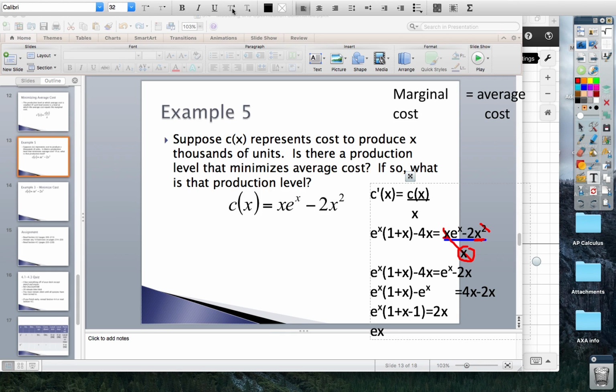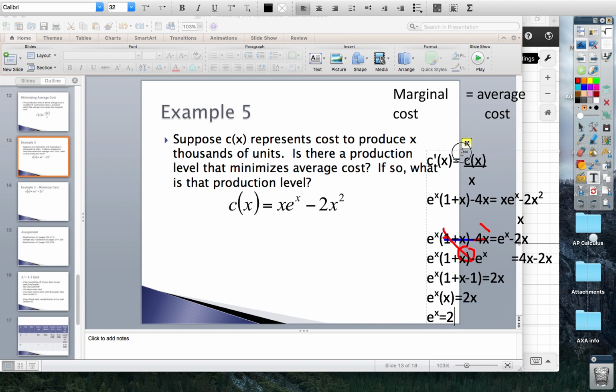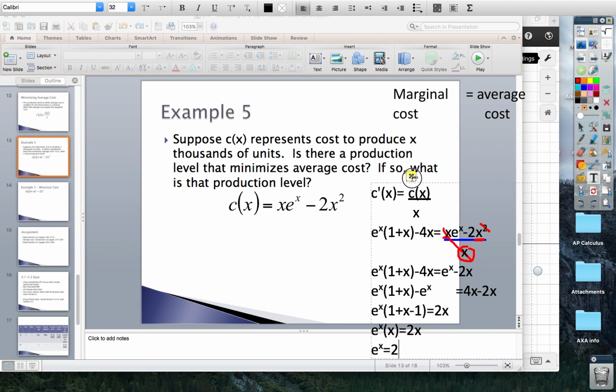Simplifying, we have e to the x times x equals 2x, because the 1 minus 1 goes away. I'm going to divide both sides by x. We're left with e to the x equals 2. And we have to keep in mind what these opposites are. So I'm going to do some work on the left side just to make this easier. We have e to the x equals 2.